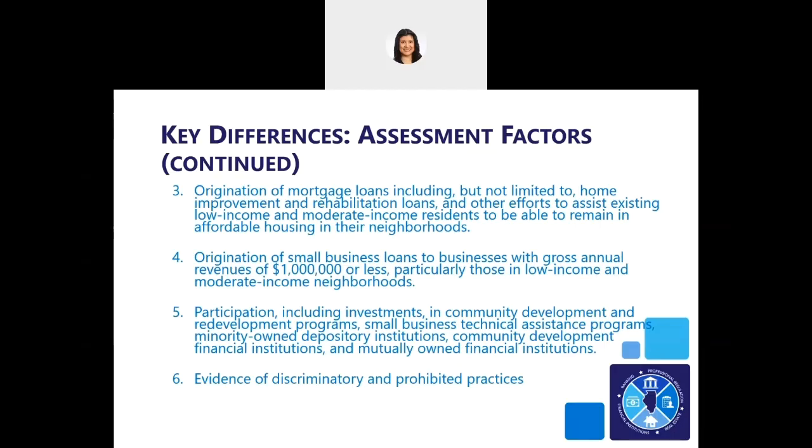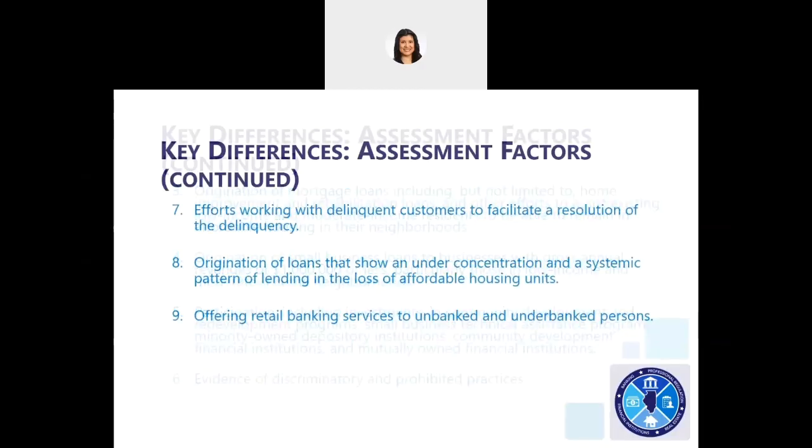6, evidence of discriminatory and prohibited practices. 7, efforts working with delinquent customers to facilitate a resolution of the delinquency. 8, origination of loans that show an unduly concentrated and systemic pattern of lending and the loss of affordable housing units. And last, offering retail banking services to unbanked and underbanked persons.